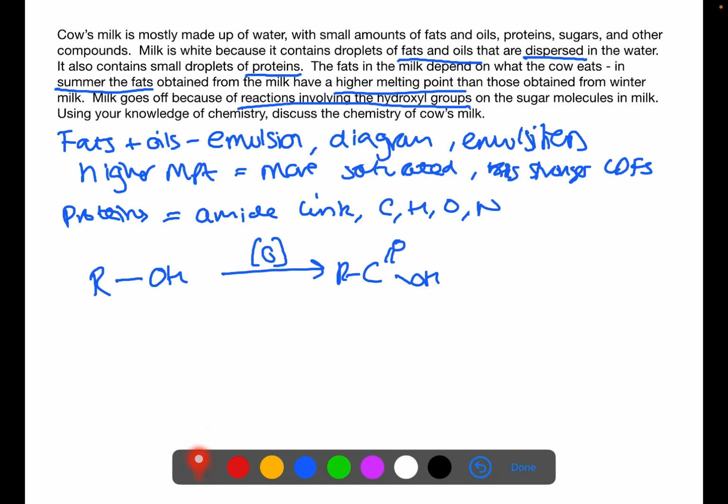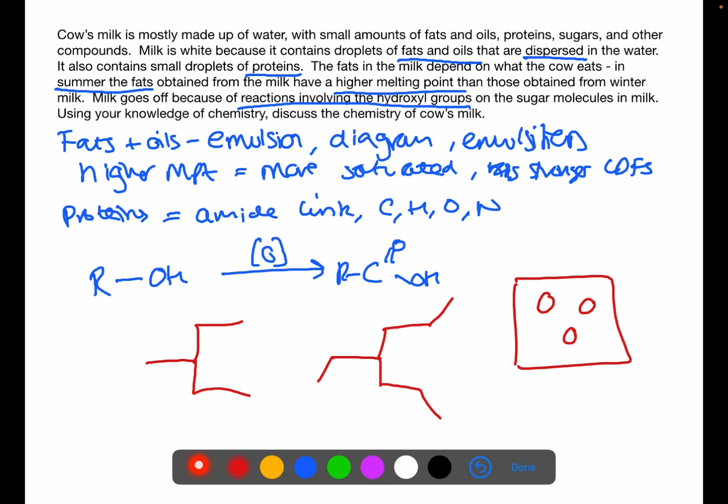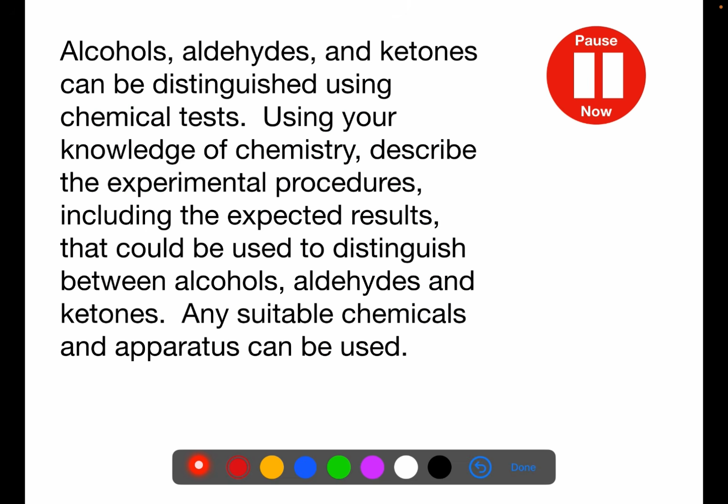There's lots of scope here for you to be able to draw some diagrams of what the fats and oils might look like. So for example, you can have like the tuning fork shape. You can show if they are more saturated or unsaturated, how this impacts the packing. You can show droplets being suspended in an emulsion and show how an emulsifier might work. You can show what an amide link would look like within a protein. Lots of things that you can include within this one. Pause the video now and try this question.